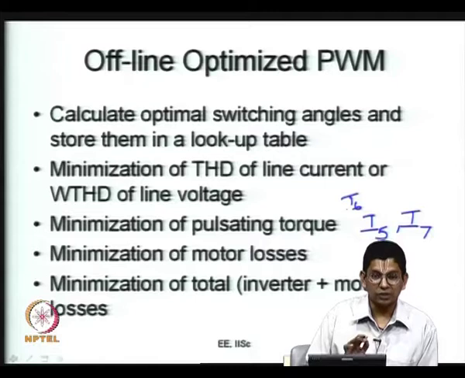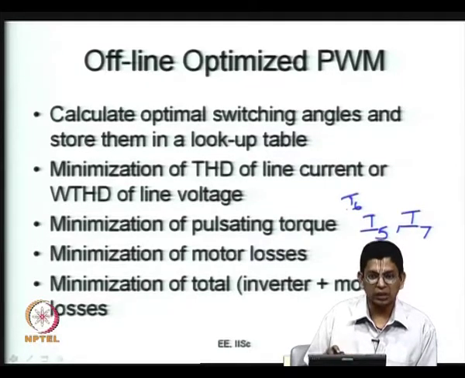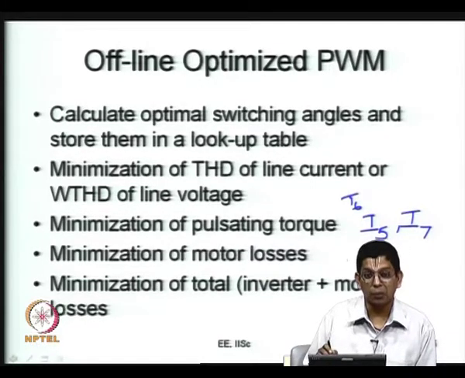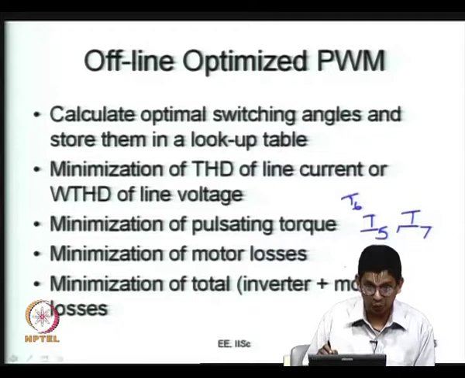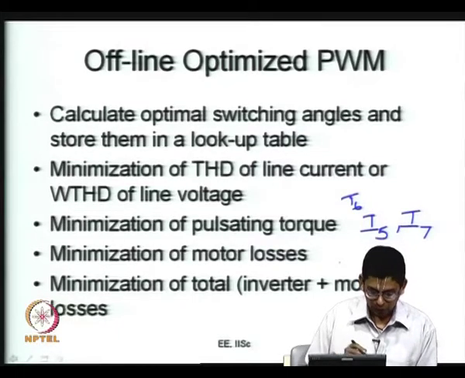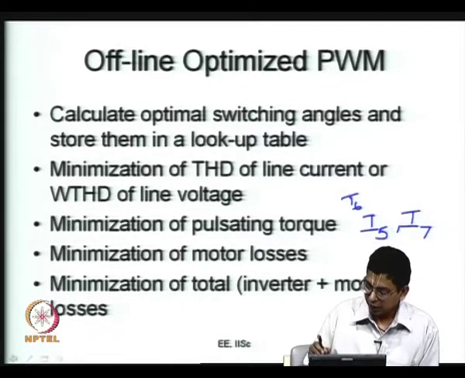So, if you want T6 to be 0, ideally what you should do is make sure that I5 and I7 are 0. If you want to make I5 and I7 0, what you should do is V5 and V7 both should be 0, but it may not be possible, particularly if you are considering only 2 switching angles. It is not possible.